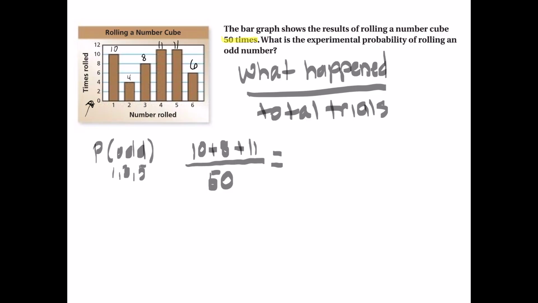So 10 plus 8 plus 11 is 29 out of 50. So that would be our probability, or we could put that in percentage form if we wanted to, and we could say that is the same as 58%. But usually we just leave it as a ratio. 29 out of 50 was our probability that we were able to roll an odd number.